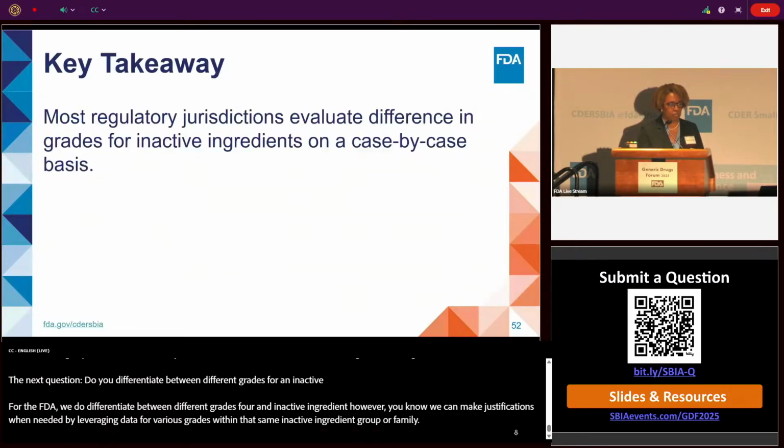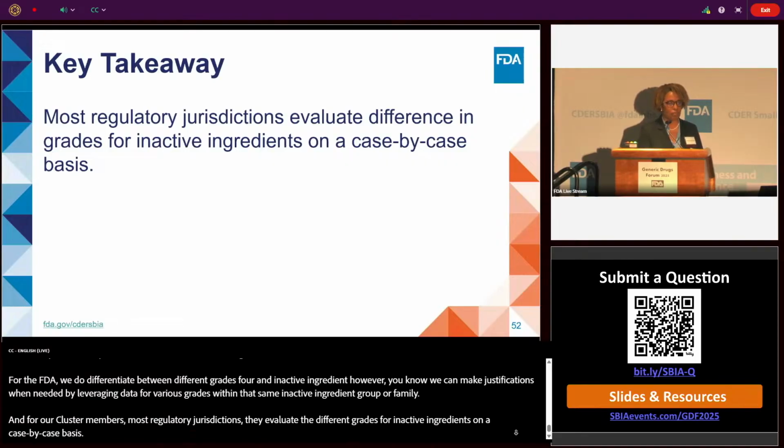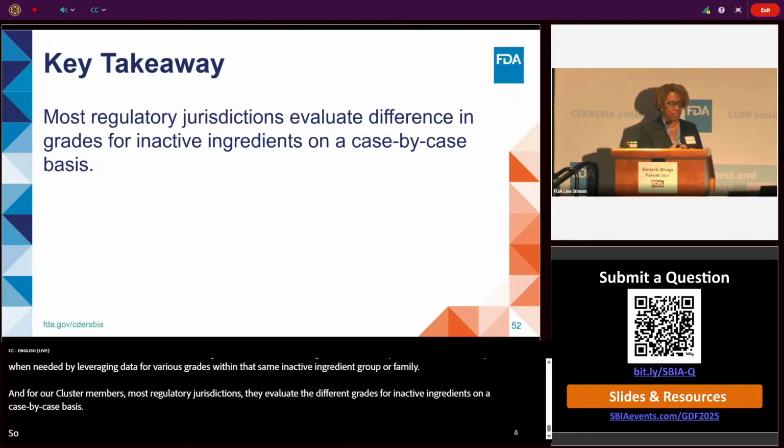And for our cluster members, most regulatory jurisdictions evaluate the difference of grades for inactive ingredients on a case-by-case basis. So if this is a novel inactive ingredient or something that is given to the pediatric population, it's case-by-case as to whether or not they evaluate the different grades.